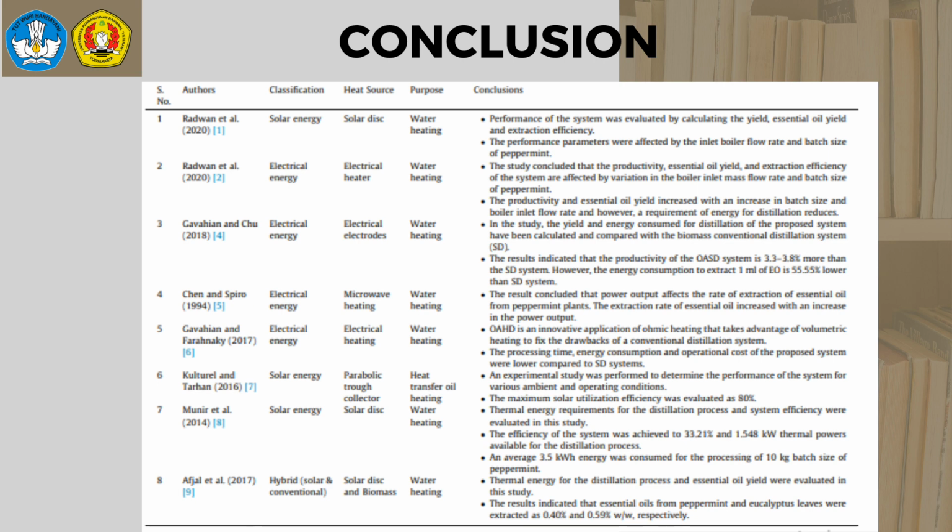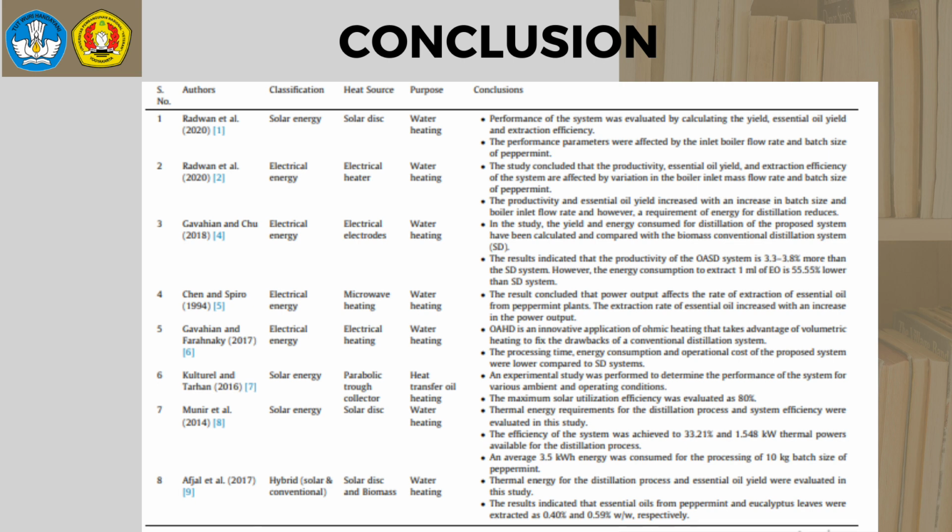Okay, the conclusion by that one, with classification solar energy and purpose water heating: the performance of the system was evaluated by calculating the essential oil yield and extraction efficiency, and the performance parameters are affected by the boiler inlet flow rate and bed size of peppermint.